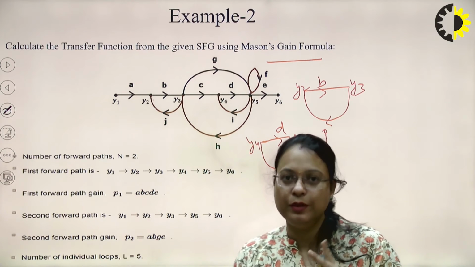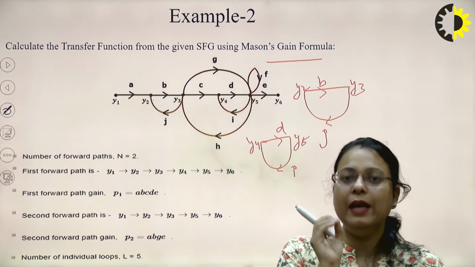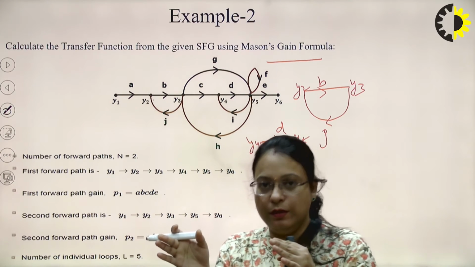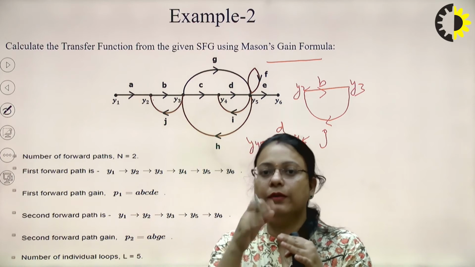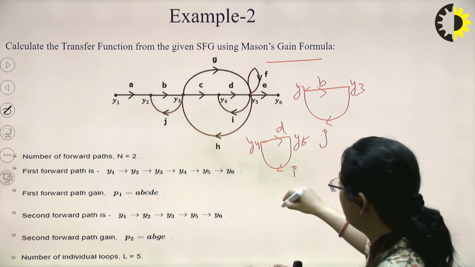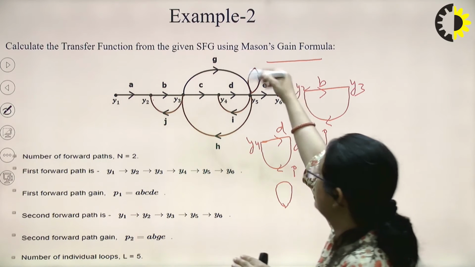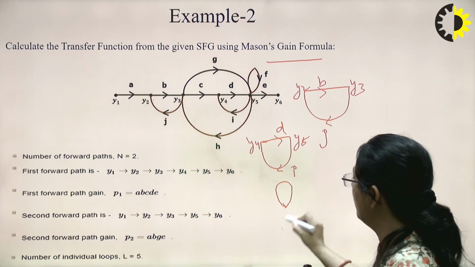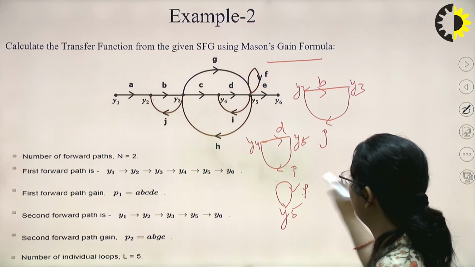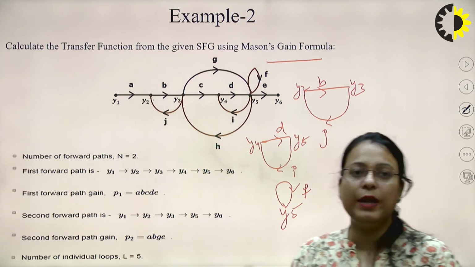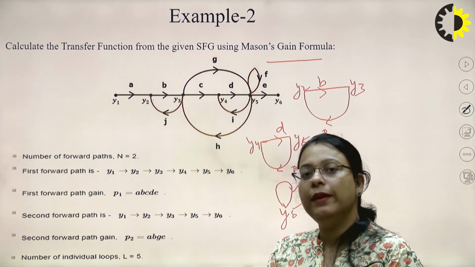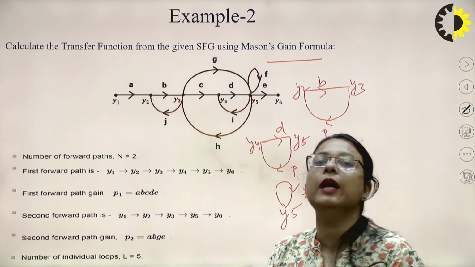I have told you that a feedback loop is a loop which starts from a particular node, travels to at least another node and then terminates at that particular node only. So these are the loops here, and I have already told you there is one self loop in this case. You can see this is the self loop which starts at the same node Y5. It has a gain of E. This is the self loop at Y5, which has a gain of F. A self loop starts from a node, does not travel to another node, and terminates at that particular node.